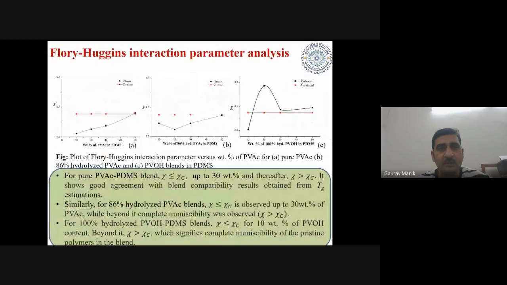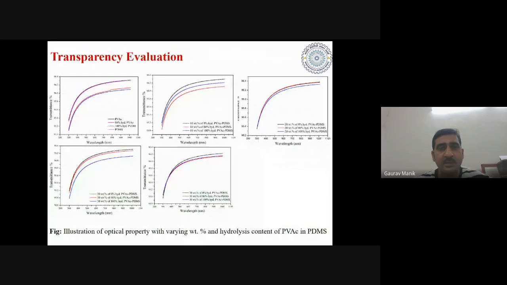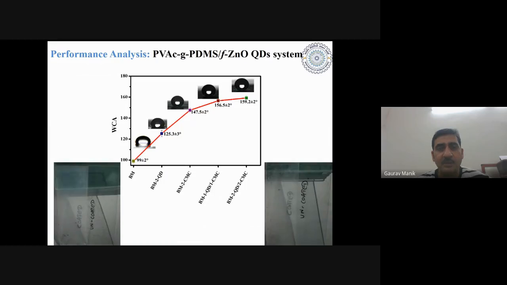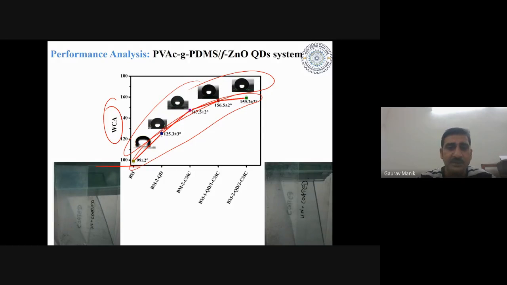You can evaluate the Flory-Huggins interaction parameter. You can evaluate the transparency of your coatings, and then you can also evaluate the water contact angle. So these are the numbers that we have shown, the simulated numbers versus the experimental numbers, and they're very close for some of the systems that we have considered.